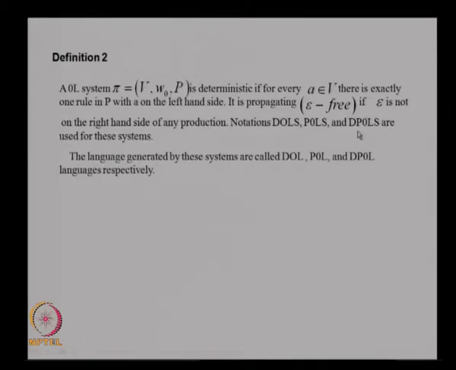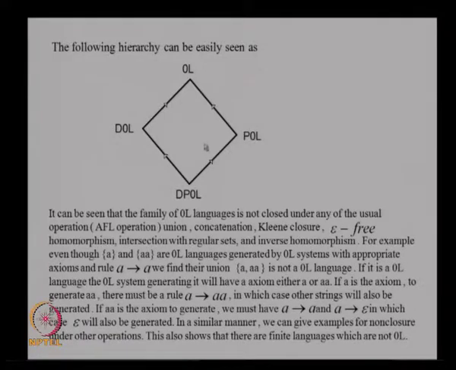The language classes will be like this. If you have DP0L system, it will be contained in D0L, and that is contained in the general 0L. Similarly, DP0L will be contained in P0L, and that will be contained in the 0L.